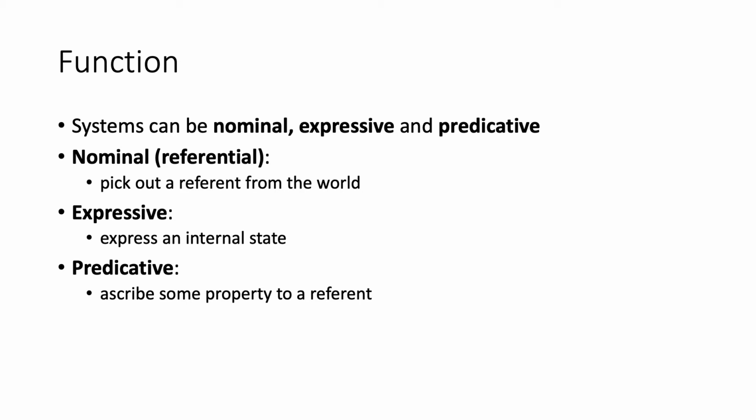Importantly, a system can be several things. So a system can be both expressive and predicative, right? A system can have different types of messages. So what we're going to do is look at data from some animals and see whether their communication has these different functions and modes.